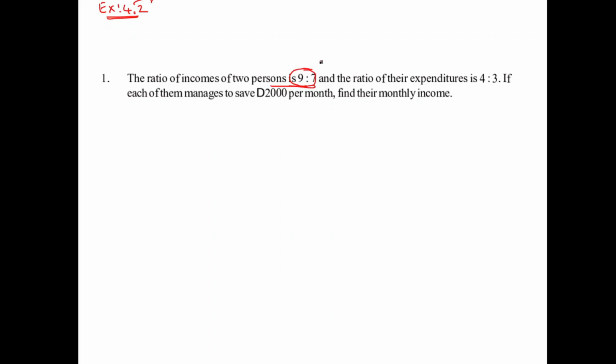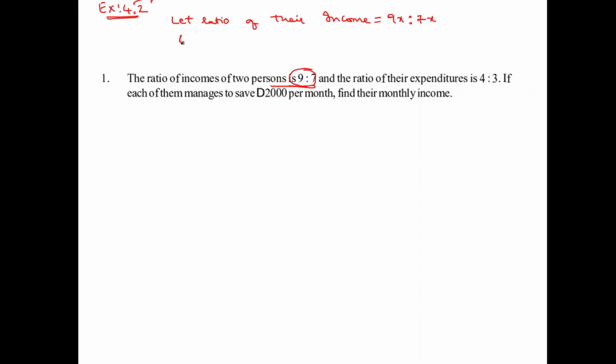Given over here, it is how much? 9:7, right? So, the ratio. Let me write something here. Let the ratio of their incomes be 9x is to 7x. Here I have added x over there.